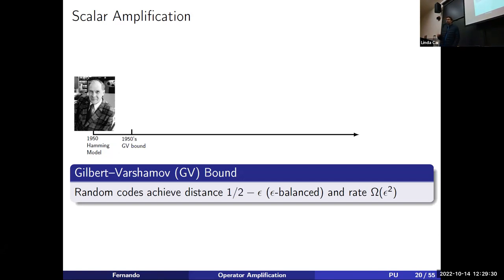And in the 50s already, people saw that if you take random codes, you achieve very interesting parameters. This is called the Gilbert-Varshamov bound. If you take random codes, you have distance half minus epsilon and rate about epsilon squared. You actually get something more: the Hamming weights of codewords are very close to half. That's called the notion of epsilon-balanced. But let's not bother too much. So these were the parameters of random codes, which we know are near optimal in some sense.